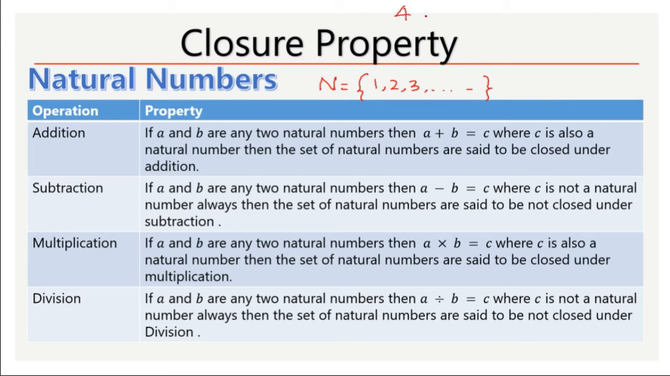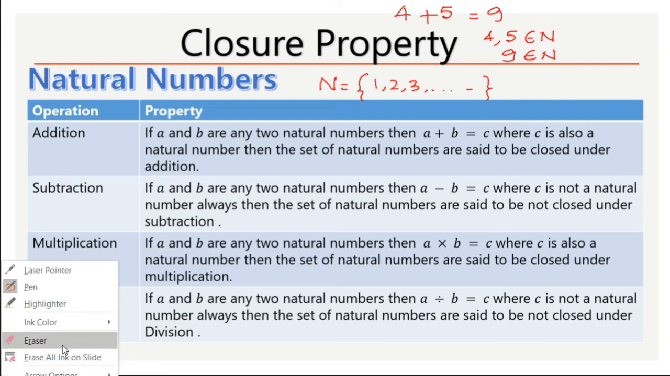say, 4 and 5. When I add them up, the sum becomes 9 and the set contains 9 also. 4 and 5 belong to the set of natural numbers. Their sum also belongs to the set of natural numbers. So we say that the natural numbers are closed under addition.